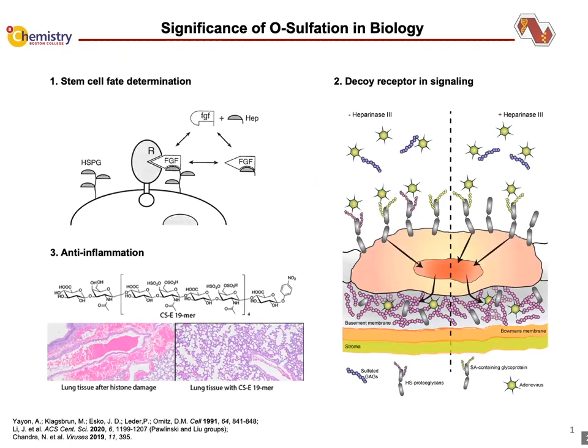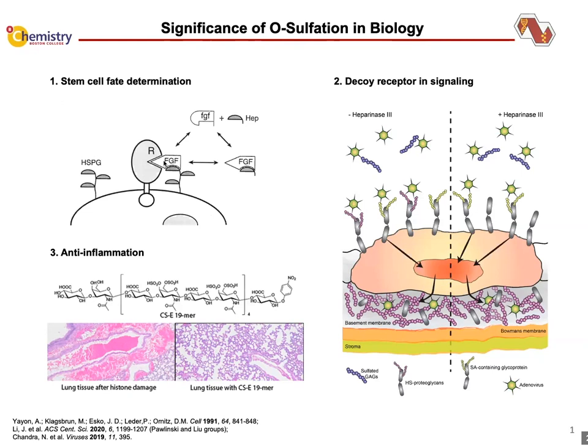So sulfated GAGs, such as heparin sulfate, are very important in facilitating the interaction between signaling molecules and their cell surface receptors. For example, here on the upper left corner, you can see that the fibroblast growth factor, or FGF, requires the binding with heparin sulfate, which is a type of GAG on the cell surface, in order to be properly recognized by its receptor.